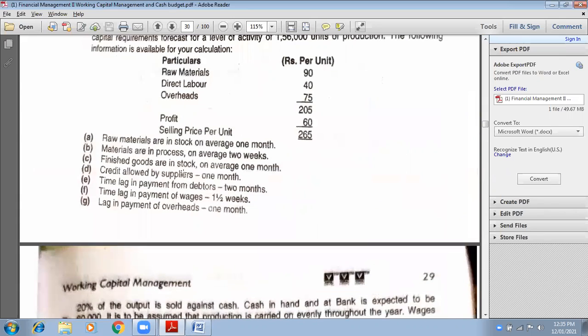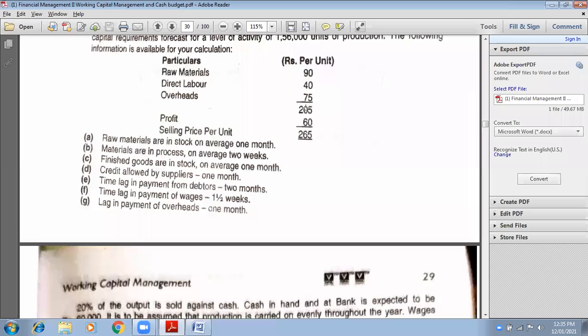Third adjustment. Finished goods remain in stock on an average for 1 month. That means 4 weeks. So, finished goods. What rate will be taken? Cost of production. Very good. So how is total cost calculated? Raw material, labor and overheads. This will be my total cost. Simple. How much is your total cost?